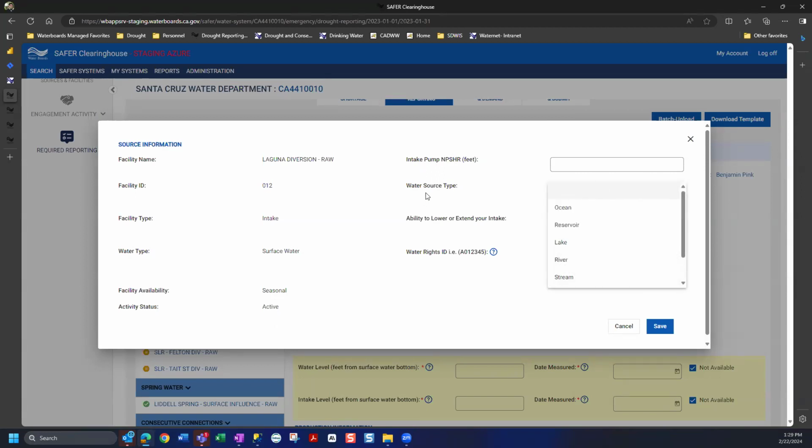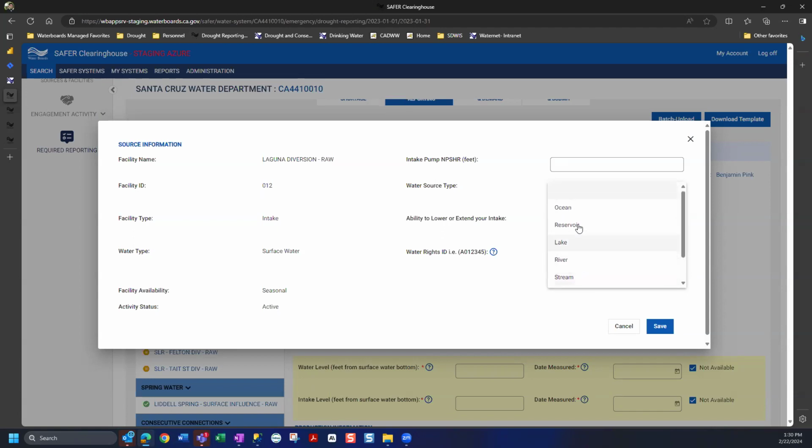This is not like the type of water. Is it surface water? Is it groundwater? The water source type we're talking about is what type of surface water are you pulling from? Are you pulling from the ocean, reservoir, lake, river, stream, canal, other? These are kind of loose definitions. I don't have any really great definitions for them, but it's just generally to understand what type of water source it is. You can certainly understand if someone marks a canal or an ocean, then the availability might be a little bit more permanent than that of a stream, right?